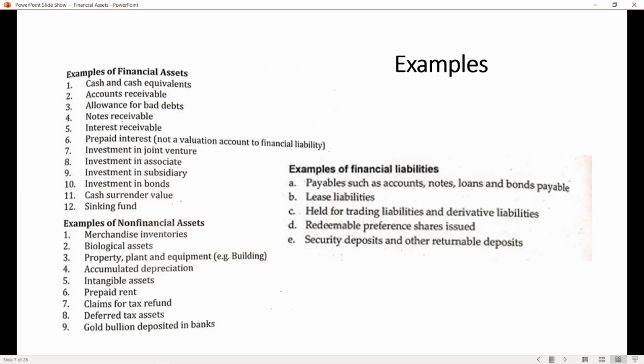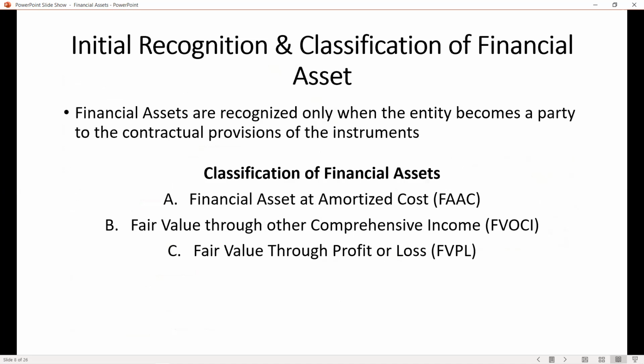So if you have gold that you have deposited in banks, then those are not financial assets. Next, we have examples of financial liability, specific line items that we can locate at the liability side of the SPF. We have the payables such as accounts, notes, loans payable, and bonds payable, the lease liabilities, the held for trading liabilities and derivative liabilities, redeemable preference share issued, and security deposits and other returnable deposits.